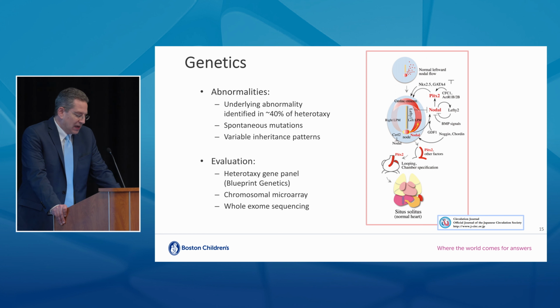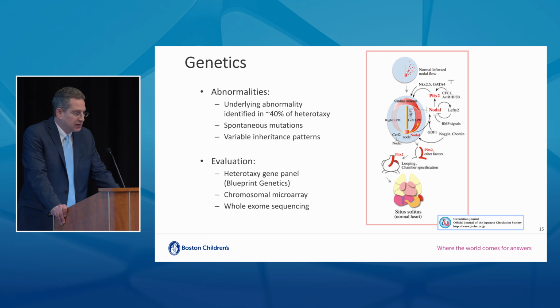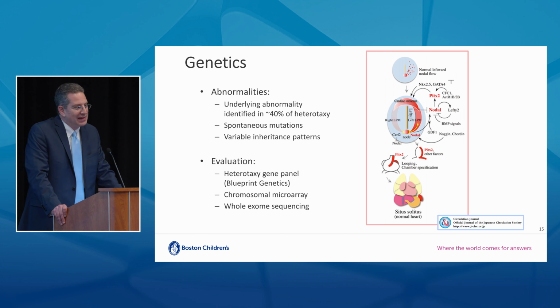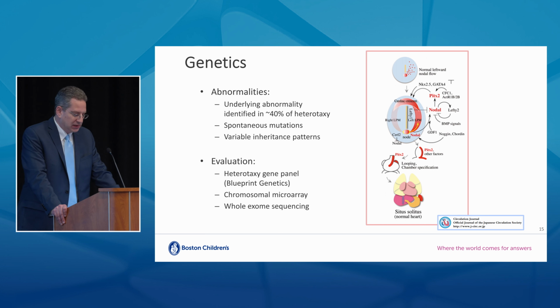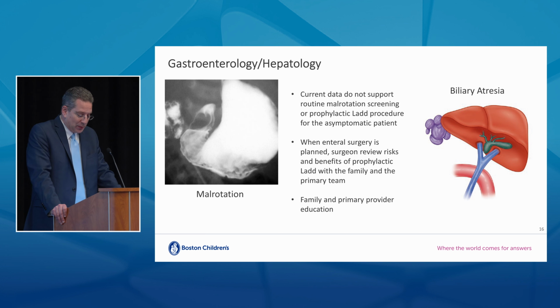As far as genetics goes, we know that about 40% of the time we can identify an underlying genetic abnormality. Those can be spontaneous mutations or through variable inheritance patterns. And this can really happen at virtually any point in the pathway that establishes normal-sidedness. And so we make sure that from the get-go, patients have a genetic evaluation. At a minimum, that is a gene panel, but for many, that extends to become a chromosomal microarray or whole exome sequencing.